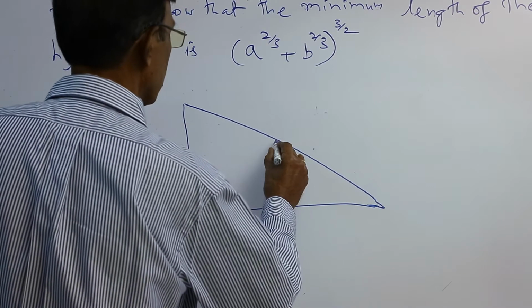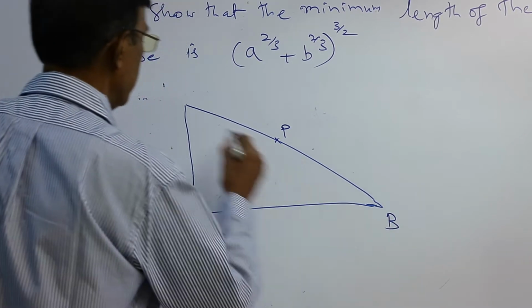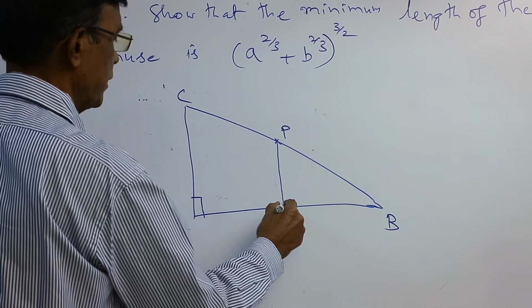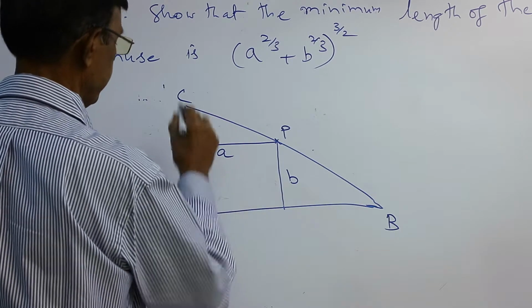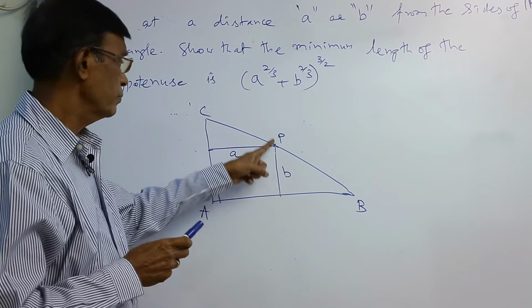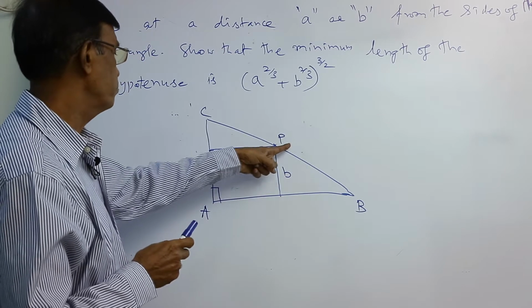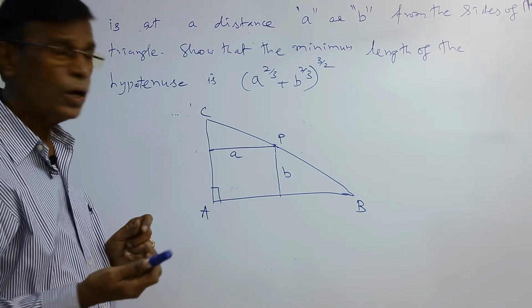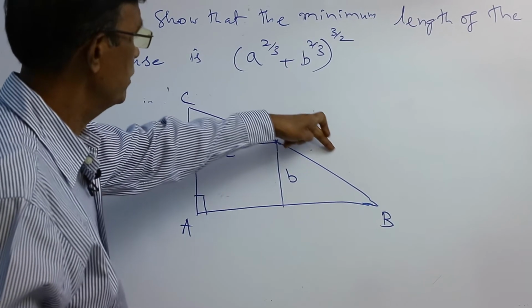So I take a point here, P. Now this ABC is a right angled triangle, and this is the point. This distance I take as B, and this distance I take as A. Now what is the thing? It is given that from the point P to this side AB the distance is B, and from the point P the distance to this other side is A. Now the required thing is the minimum length of this BC.